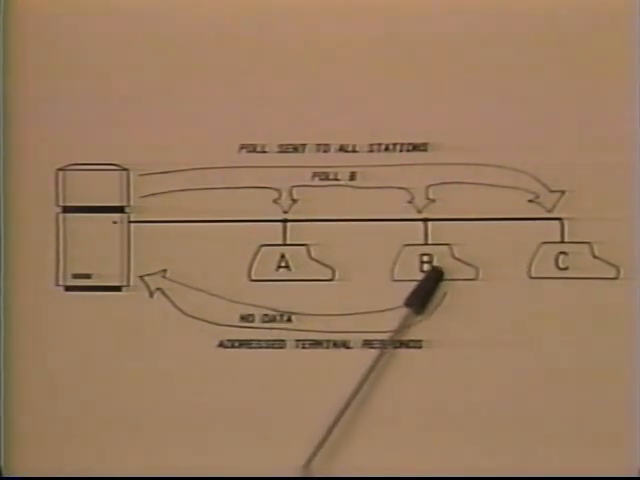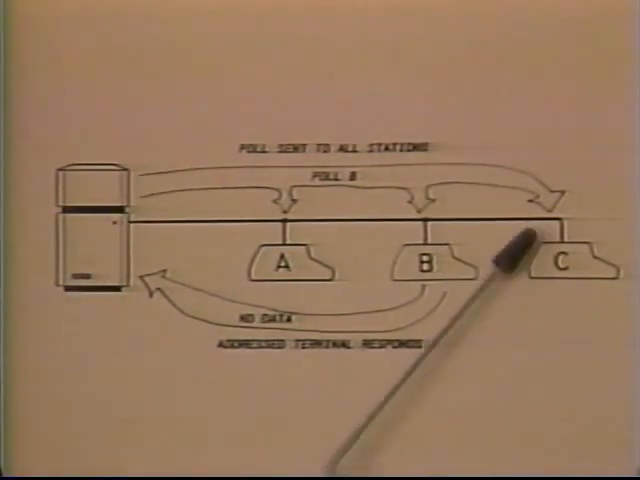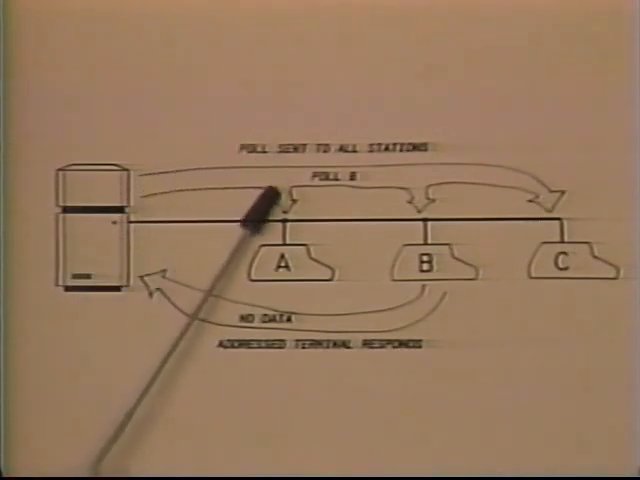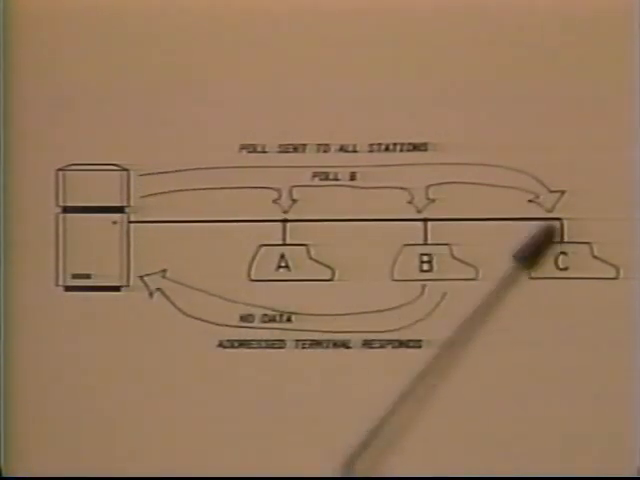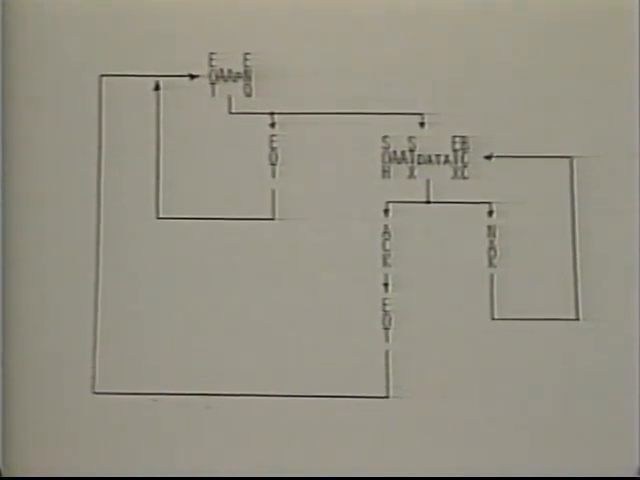Station B, receiving the message, will then respond. In this case, it's responding no data, or I don't have anything to send. The computer will then go on and poll another station on the circuit, such as station C, and it will respond with either a message or no data. Now, on the polling circuit, the poll message, remember, is seen by all of the stations, but only the addressed one responds.